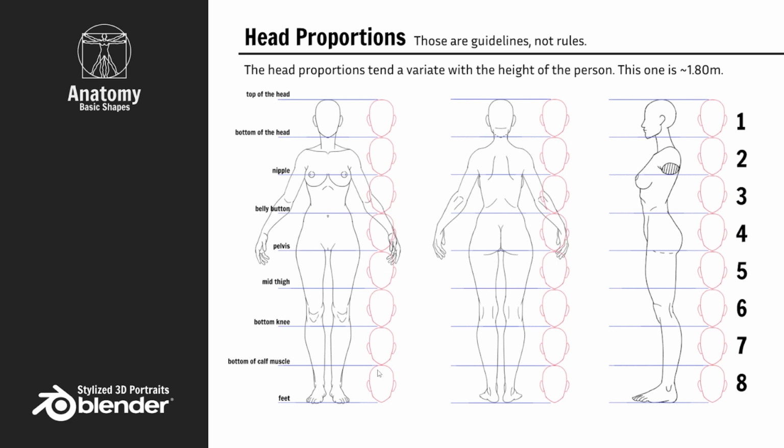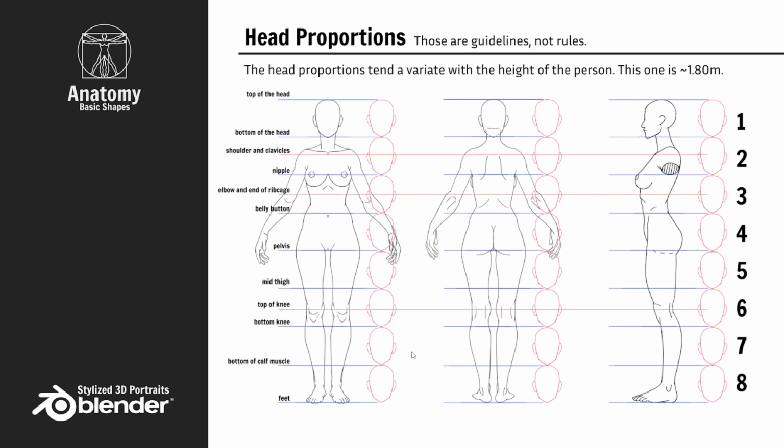Those last three are the ones that vary the most, but usually each part of the leg has 2 heads of height, and the legs and the feet represent half of the body. To have more information, we can divide some of the heads in half. Like the second one in half is where the shoulders and the clavicles settle. The third one in half is where we have the elbows and the end of the rib cage. In between the mid-thigh and the bottom of the knee, we have where the knee starts.